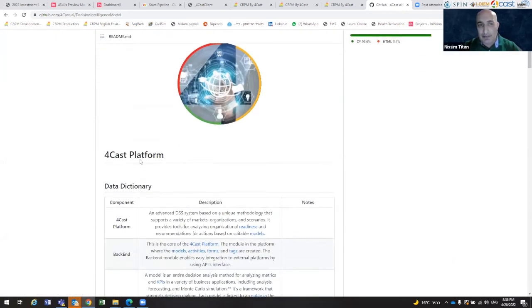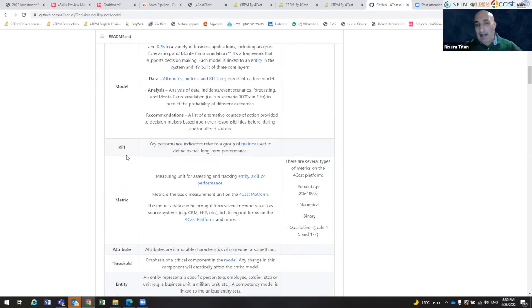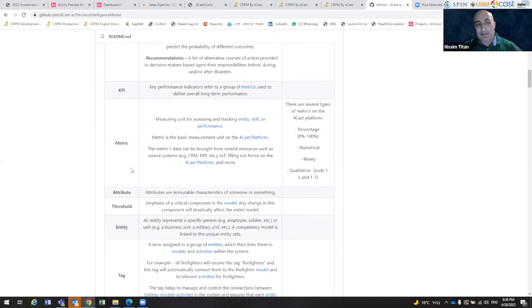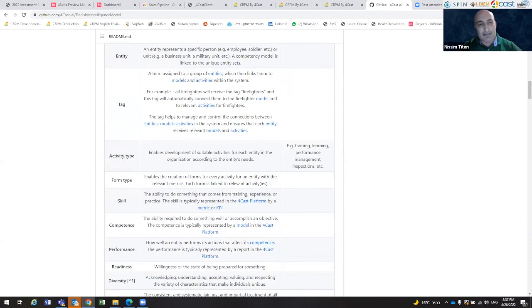But you also have the data dictionary that explains what a model is, how this model is built, what the framework is, the different attributes, the different KPIs and the different metrics that we've built. And the idea here is that each metric is like a question, what I'm asking about. For example, in preparedness, lifelines are different metrics, and transportation lifelines are different metrics that are being calculated into some kind of KPI. And you have entities and tags and activity types.